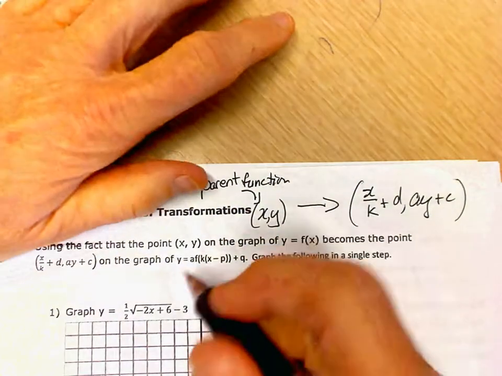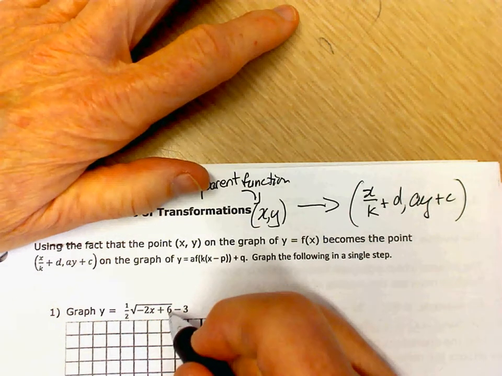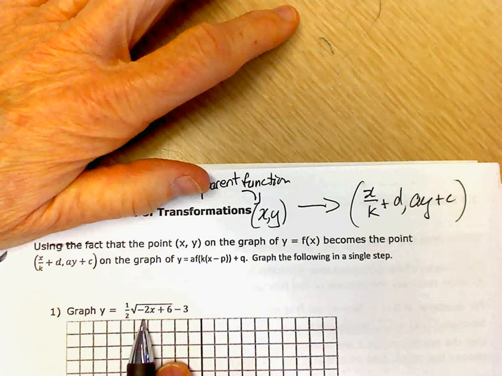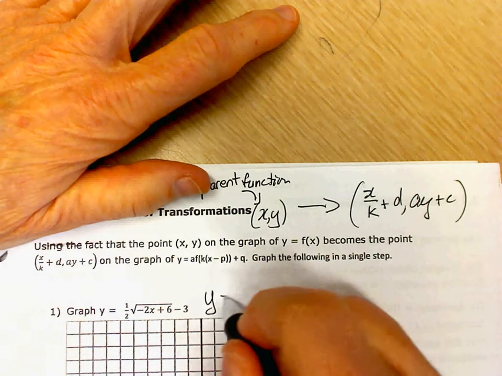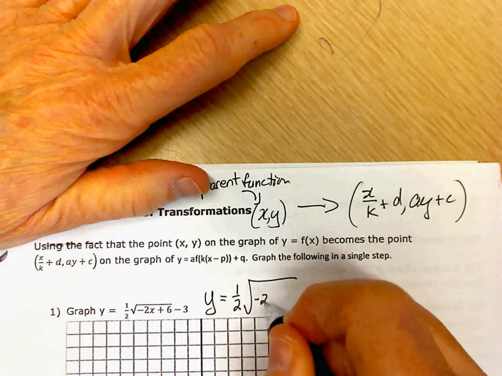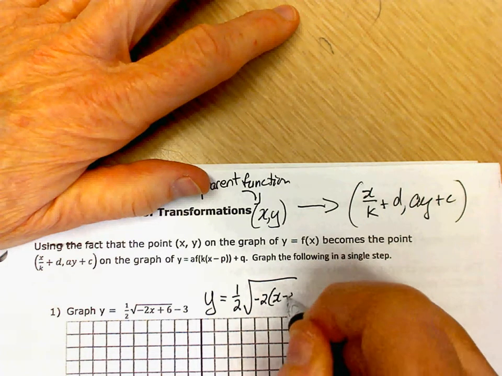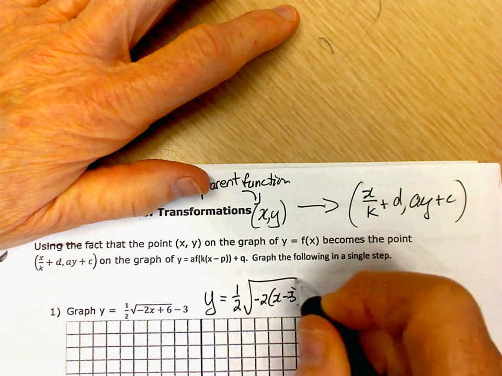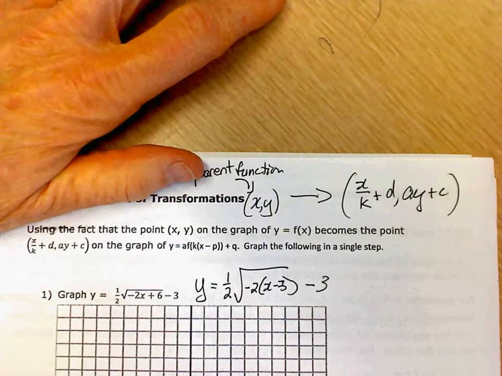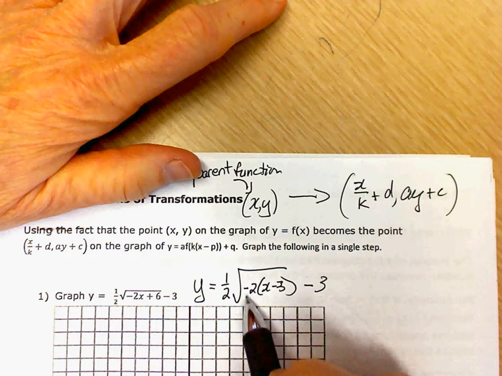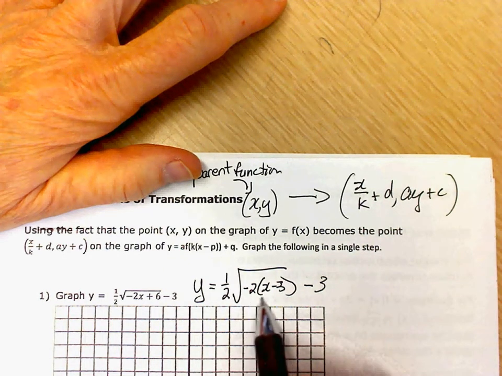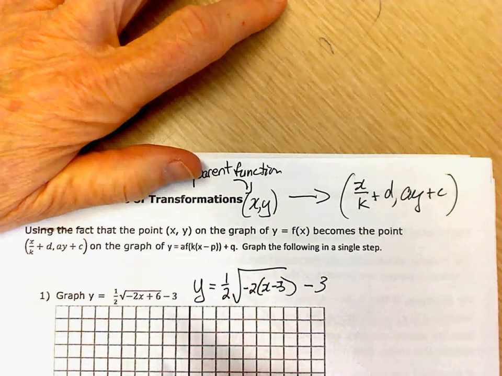The first thing we're going to have to do is rewrite it. Remember, we always have to factor out the k. So y equals 1/2 square root of negative 2 times (x minus 3), minus 3. Just double check, that's negative 2x, and distributing negative 2 times negative 3 is positive 6.